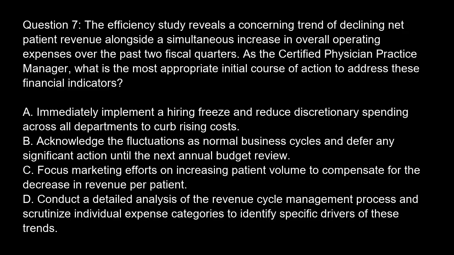Question 7. The efficiency study reveals a concerning trend of declining net patient revenue alongside a simultaneous increase in overall operating expenses over the past 2 fiscal quarters. As the certified physician practice manager, what is the most appropriate initial course of action to address these financial indicators? Option A. Immediately implement a hiring freeze and reduce discretionary spending across all departments to curb rising costs. Option B.